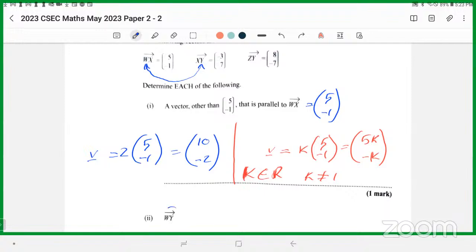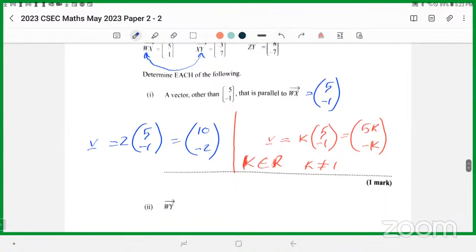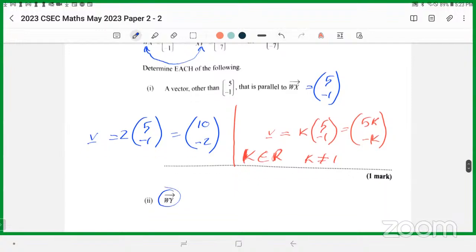So I'm going to set up a vector equation. I say, okay, going from W to Y is the same as, remember, equals means is the same as, right? When you're doing vectors, the equal means is the same as going from W to X.